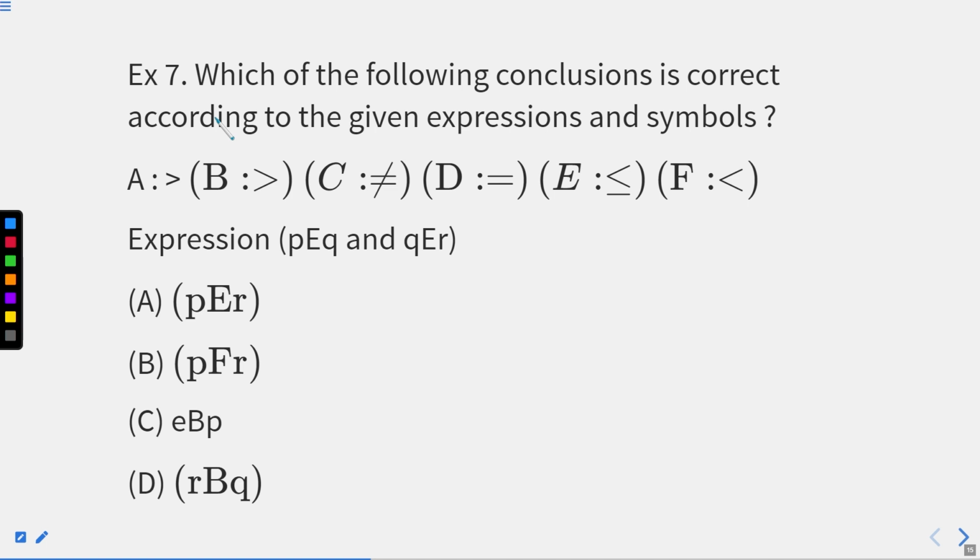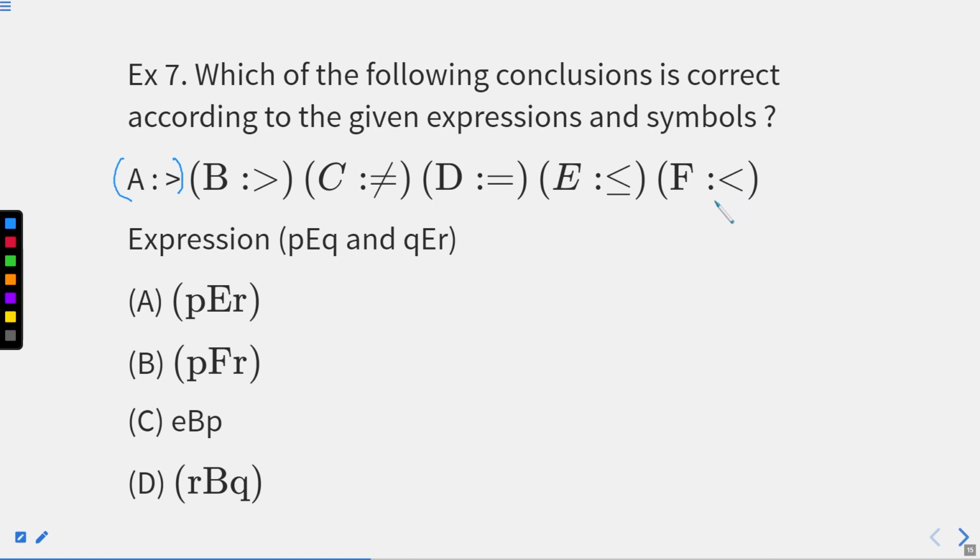This is a different question because here in the question itself, we are provided with some symbols which are using the alphabets, right? Along with the mathematical operations. So read the question carefully first. The question says, which of the following conclusions is correct according to the given expressions and symbols? So what do the symbols say? A implies greater than, right? B implies again greater than. C implies not equal to. D implies equal to. E implies less than or equal to, and F implies less than.